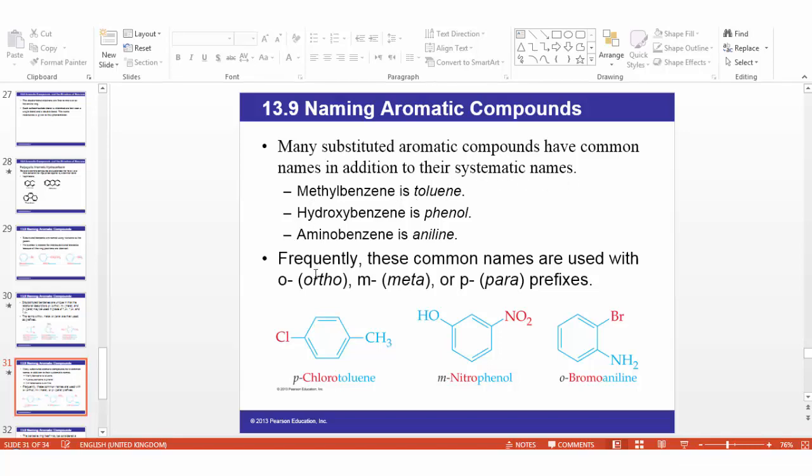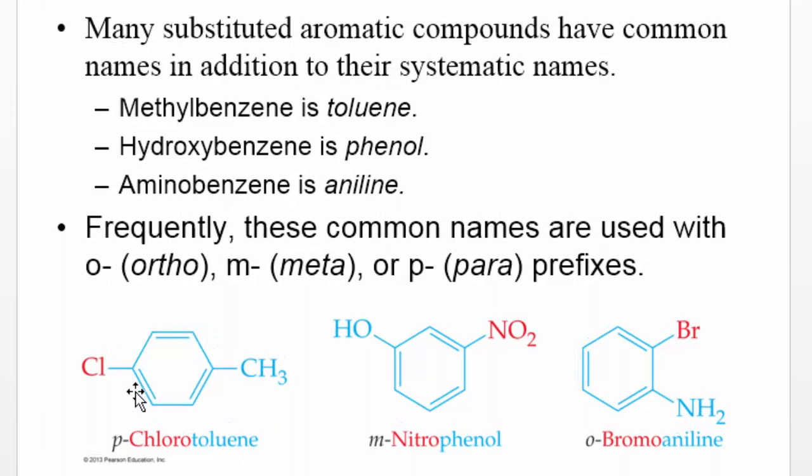Naming aromatic compounds. Now, many substituted aromatic compounds have common names in addition to their systematic names. For example, methylbenzene is known as toluene. You see this structure in blue without Cl, this is called toluene or methylbenzene. This one without the nitro, if there is OH on the ring, this is called phenol. If you have an NH2 on the ring, then this is known as aniline.